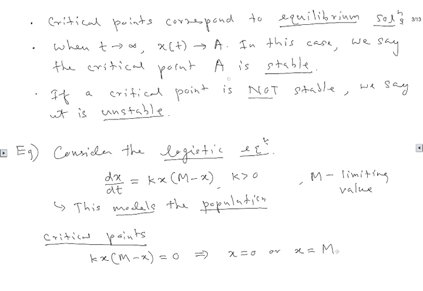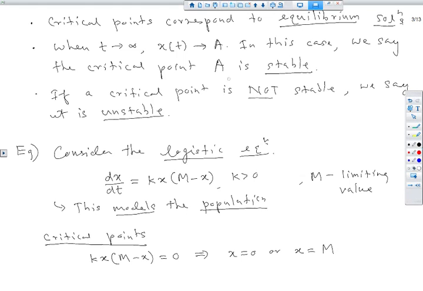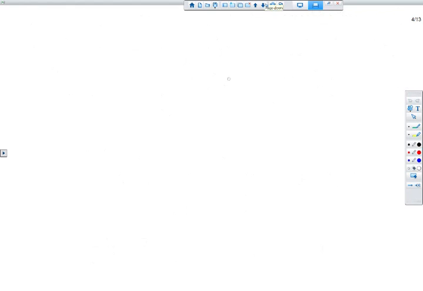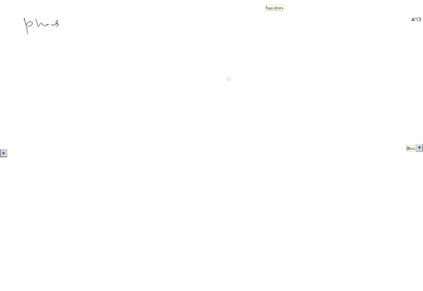Now what we're going to do is consider several cases, depending on the situation. What we can do is draw what we call a phase diagram. So let's talk about the phase diagram. What do we mean by a phase diagram? We're going to draw something called a phase diagram, or some people call it a phase portrait.